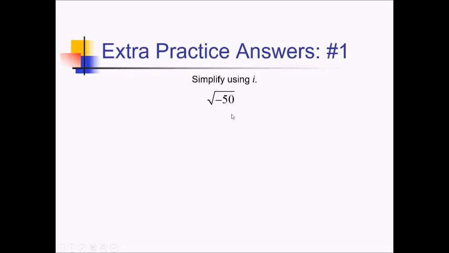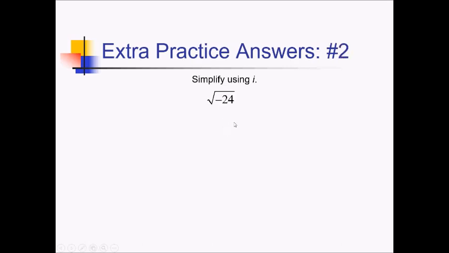To simplify this radical, we need to take care of the negative inside by taking an i outside. So this can be rewritten as i radical 50, positive 50. And then 50, the biggest perfect square that goes into that is 25. So we can split this up into radical 25 times radical 2. Square root of 25 is 5, so this is then 5i radical 2.